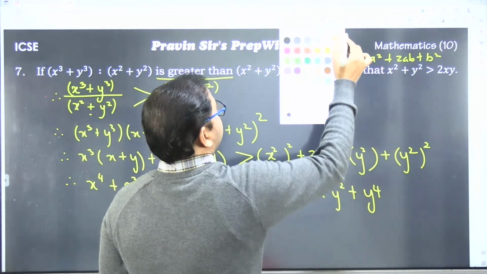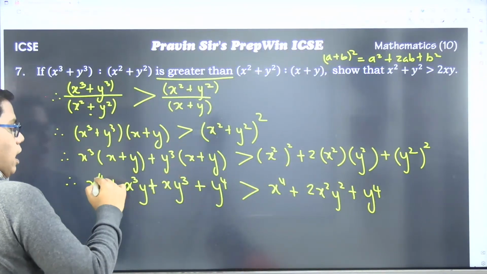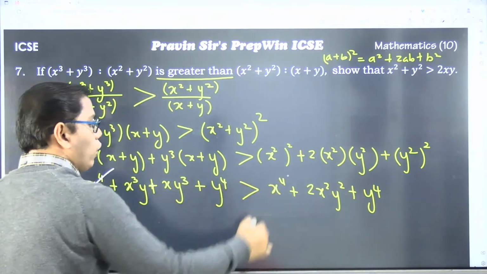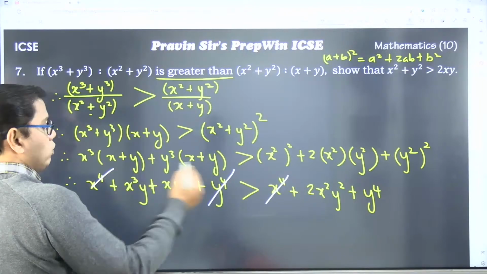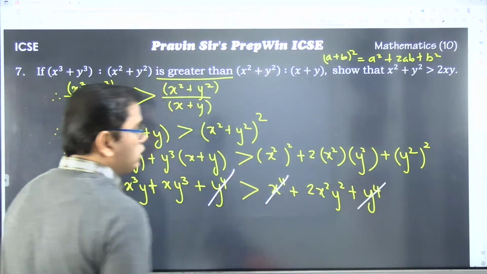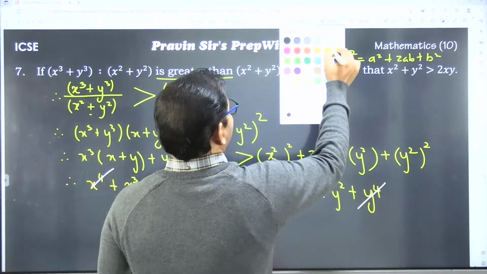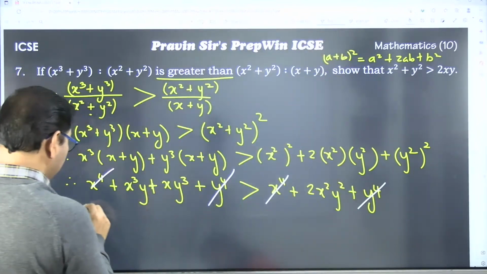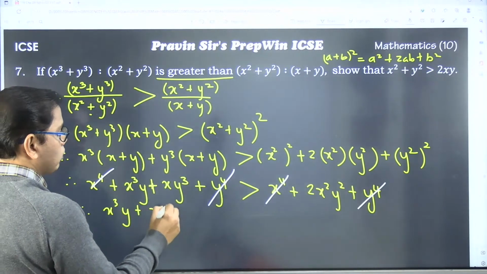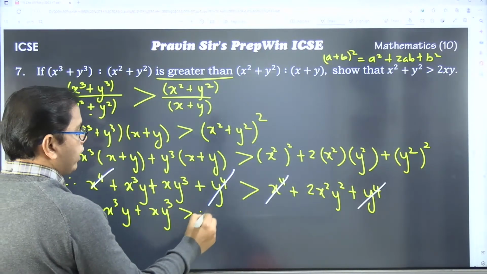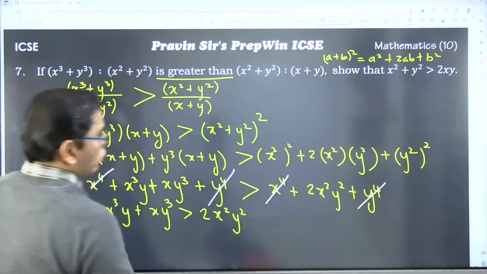Now look at the right hand side and left hand side carefully. Okay, on subtracting y raised to 4 on both sides, this will get cancelled. Then x raised to 4 cancels from both sides, y raised to 4 cancels from both sides. क्या बचा मेरे पास? So I am left with x cube y plus xy cube is greater than 2x square y square. Have a look at what we have to prove.